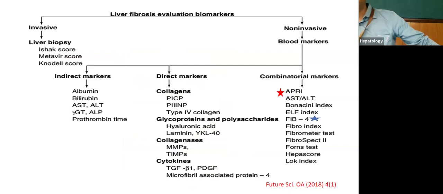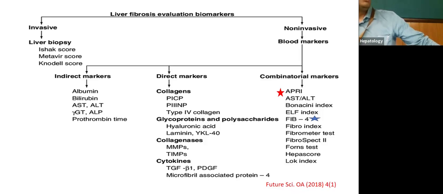So what are these indirect markers? If you have a patient in whom you are suspecting significant fibrosis or cirrhosis, you order certain basic tests like CBC, LFT, and INR. If the platelet is on the lower side, there is AST, ALT reversal, and INR is on a higher side, this gives an indication that the patient has significant fibrosis or cirrhosis. So these are indirect markers.